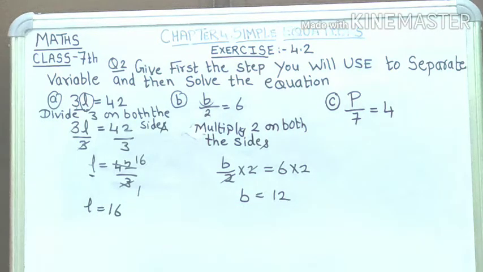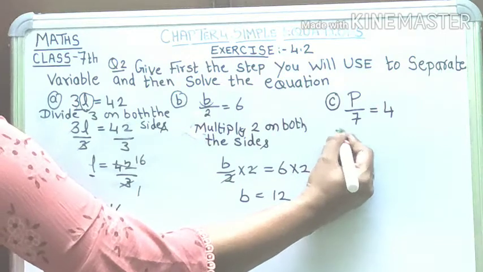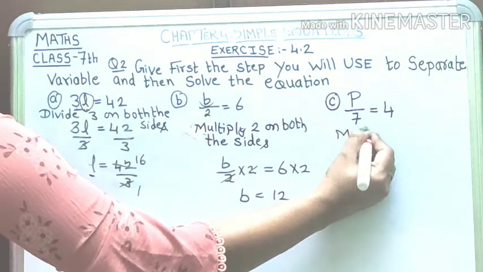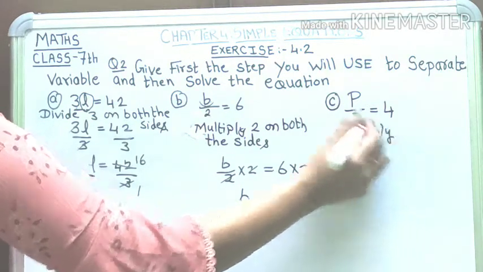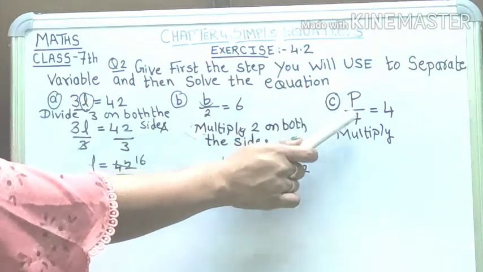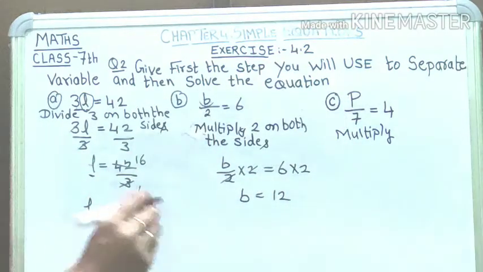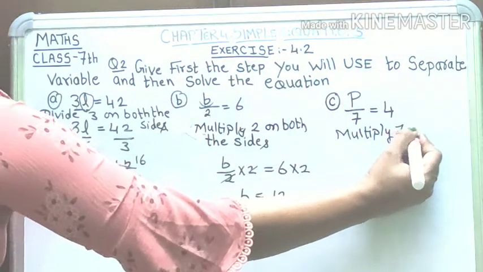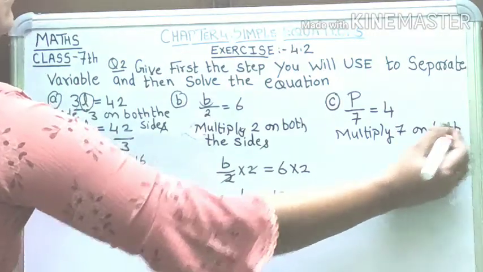Now come to the C1. P upon 7 equal to 4. Here also we can see that division is given. P upon 7 means divide. And we know that whenever division is given, we have to multiply. Division दिया है तो multiply करना है. And first write the step: multiply. क्या multiply करना है हमें? वेरिएबल के साथ क्या है? 7 है. P is the variable and with the variable 7 is given. So we have to multiply this 7 on both the sides. Multiply 7 on both the sides.